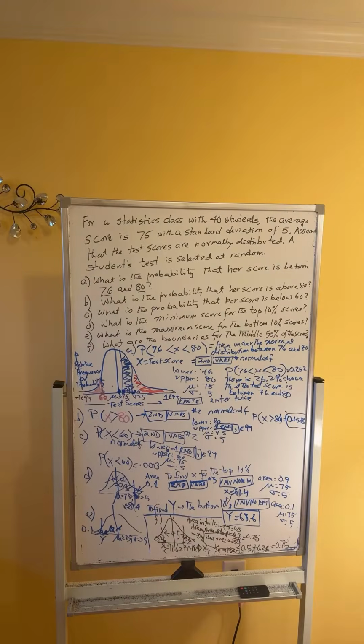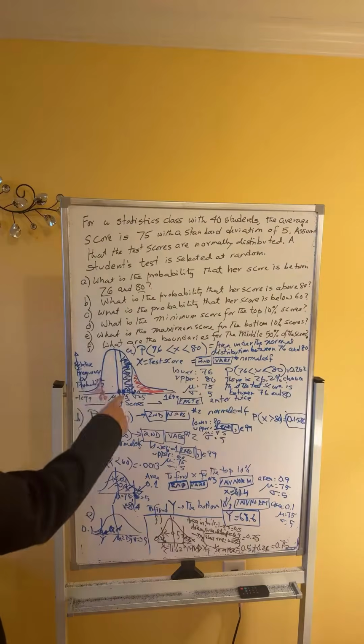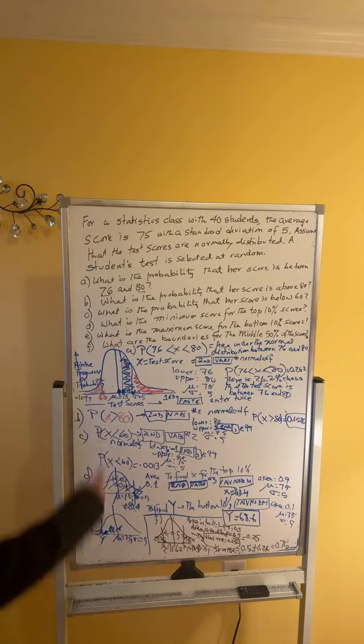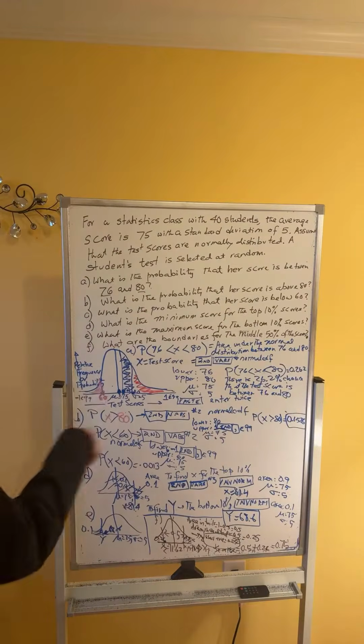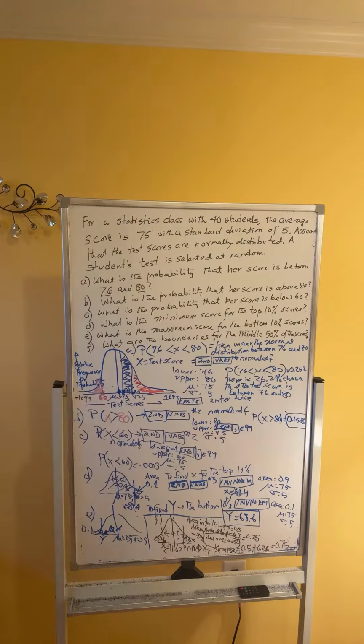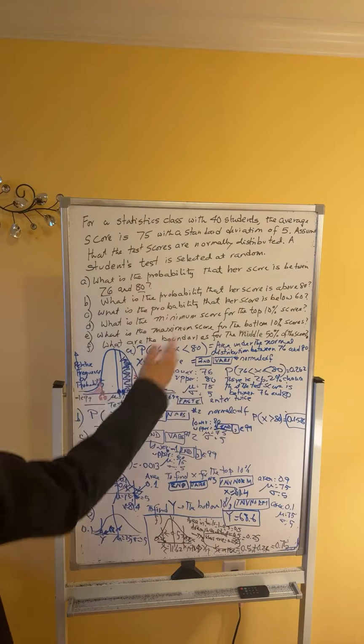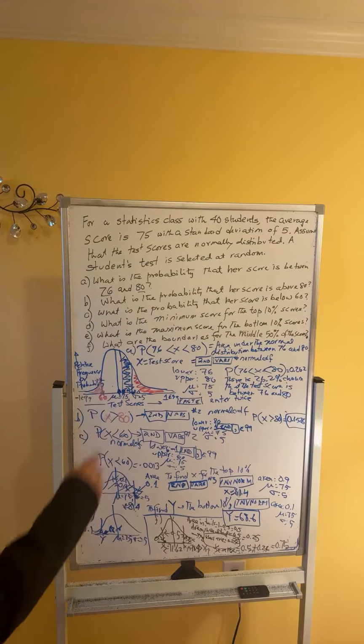Let me walk through the problem again. For a statistics class with 40 students, the average score is 75 with a standard deviation of 5. Assume that the test scores are normally distributed. A student's test is selected at random. What is the probability that a score is between 76 and 80? Bell-shaped diagram for the test score probability distribution. Mean is the point where the relative frequency is the highest or the height is highest. That is 75, standard deviation is 5. 76 is a number greater than 75, on the right of 75.